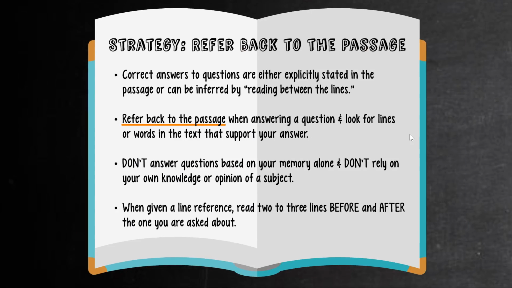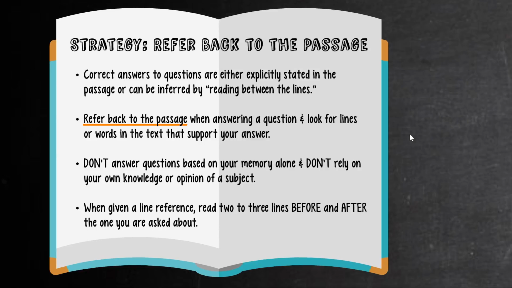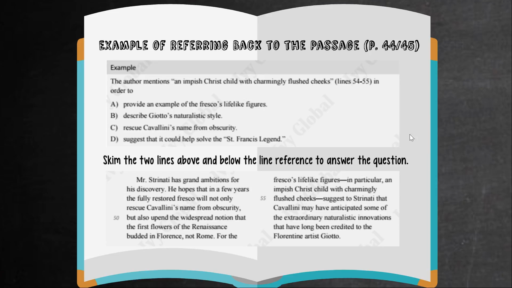Strategy: refer back to the passage. Correct answers to questions are either explicitly stated in the passage or can be inferred by reading between the lines. Refer back to the passage when answering a question and look for lines or words in the text that support your answer. Don't answer questions based on your memory alone, and don't rely on your own knowledge or opinion of a subject. When given a line reference, read 2 to 3 lines before and after the one you are asked about. So knowing the context of the question is important.